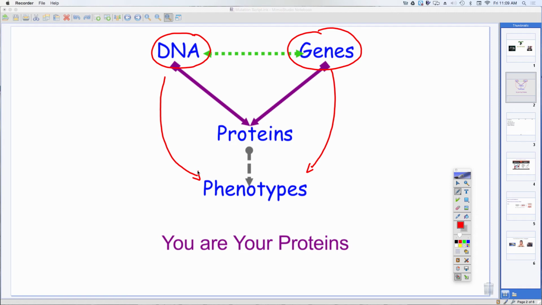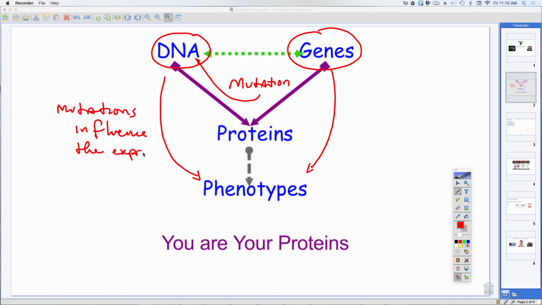And if we induce some kind of mutation in the DNA, then that mutation is going to alter the expression of the phenotype. Mutations influence the expression of the gene, and then they change the phenotype.